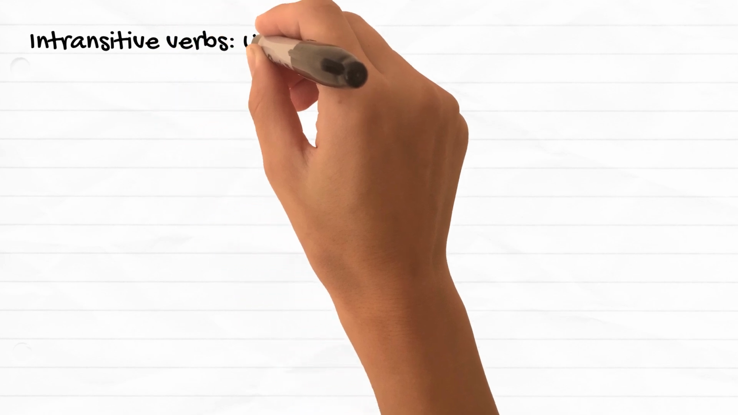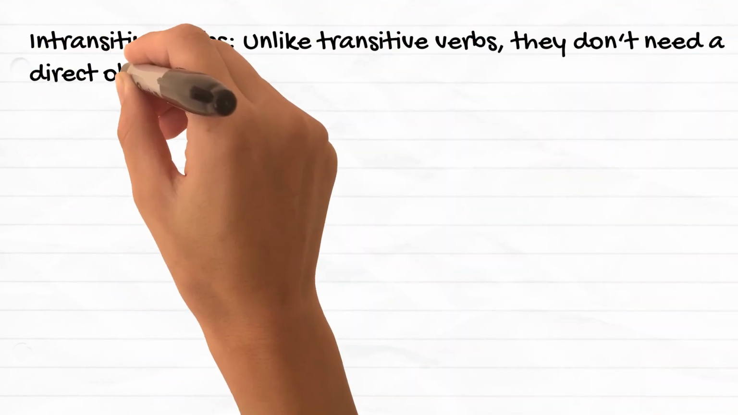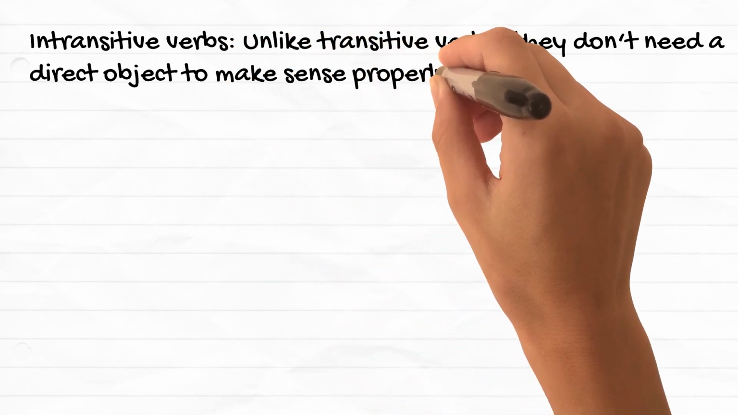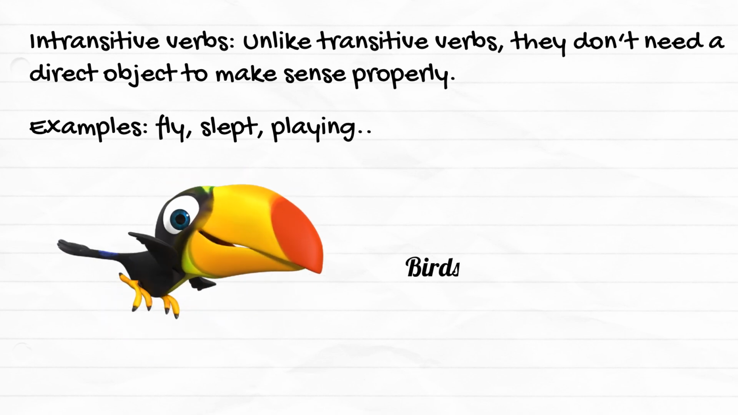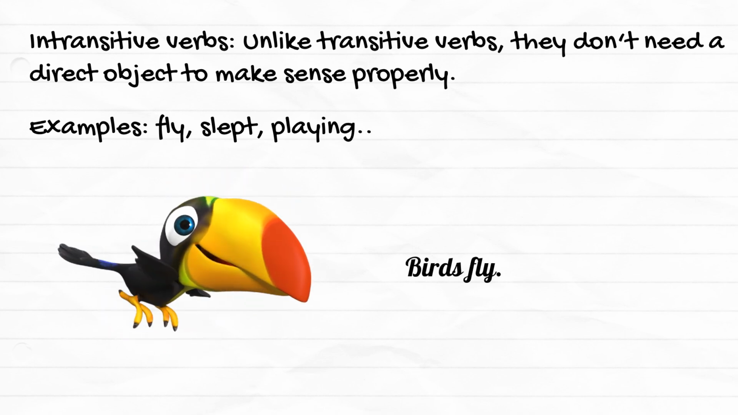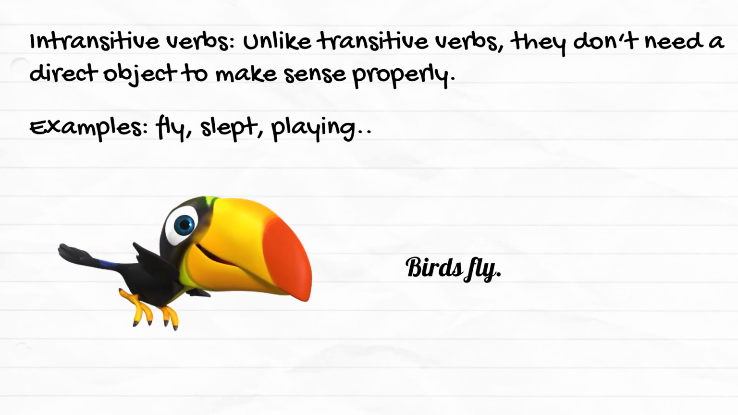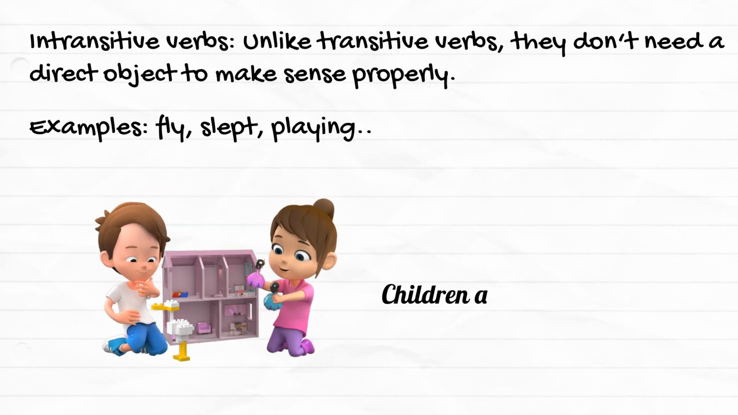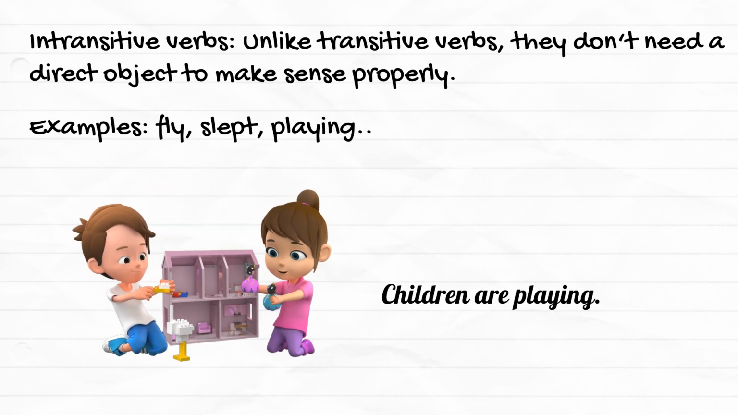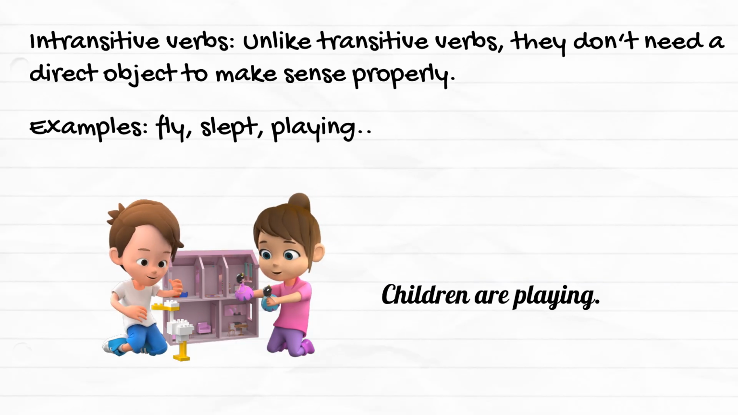Unlike transitive verbs, intransitive verbs don't need a direct object to make sense properly, like fly, slept, and playing. Birds fly. In the sentence, the verb fly doesn't need a direct object to make sense properly. Children are playing. In this sentence, the verb playing doesn't need a direct object to make sense properly.